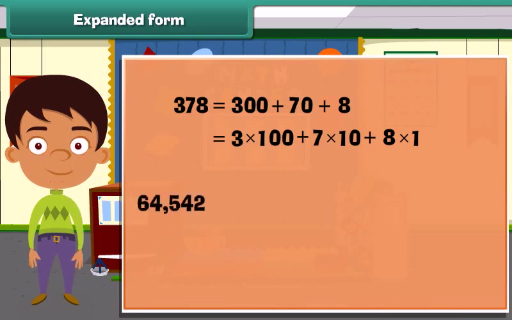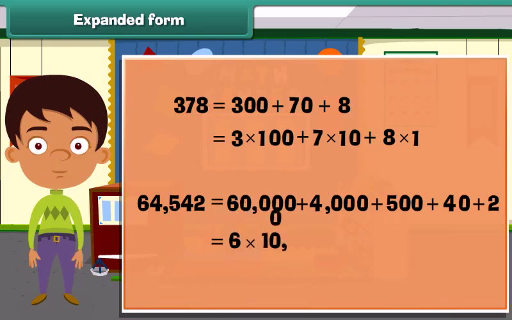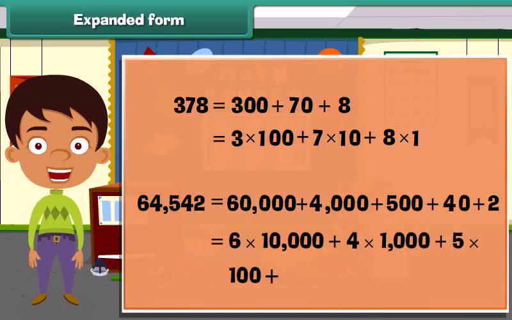Now let us write 64,542 in the expanded form. 64,542 is equal to 60,000 plus 4,000 plus 500 plus 40 plus 2, is equal to 6 into 10,000 plus 4 into 1,000 plus 5 into 100 plus 4 into 10 plus 2 into 1.